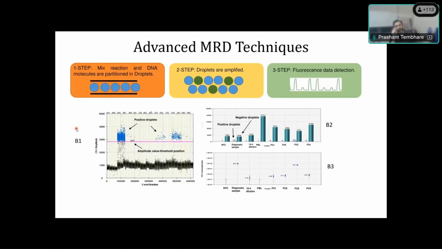That means the genetic abnormality or mutation is present in those many droplets, and you calculate the number of droplets in which the positive reaction was there out of total droplets, and that's how we calculate the presence of tumor DNA copies out of total DNA copies, and that's how we calculate the residual disease.